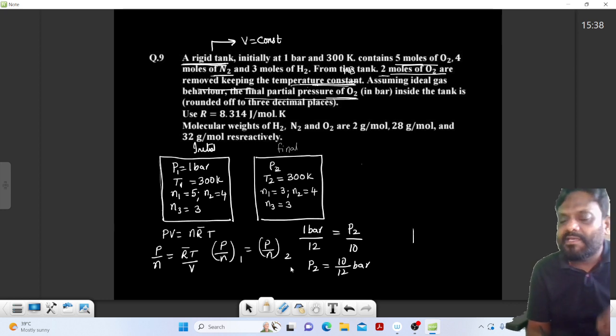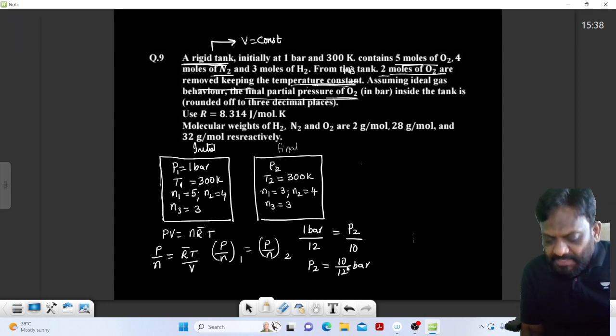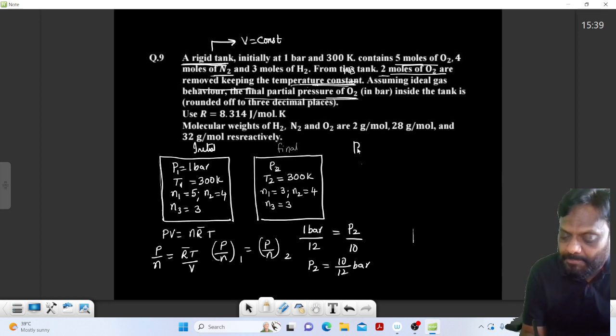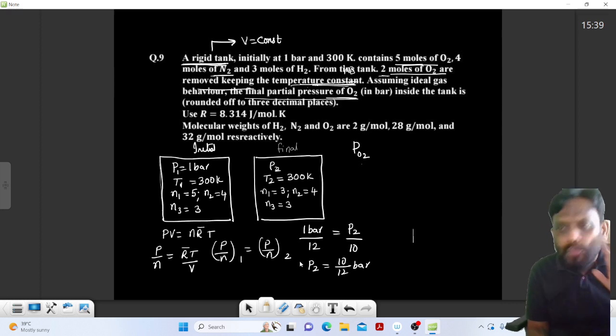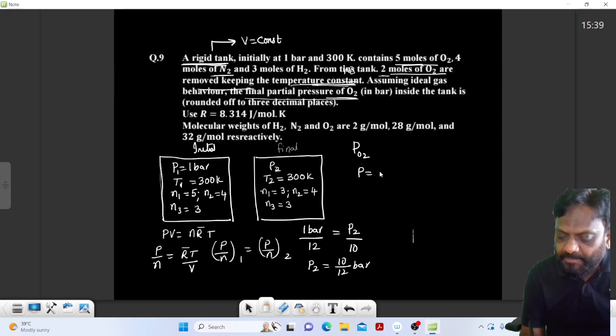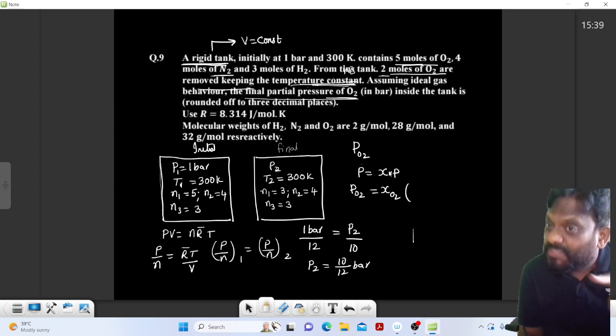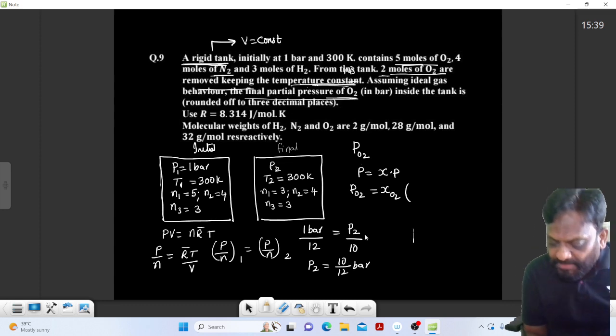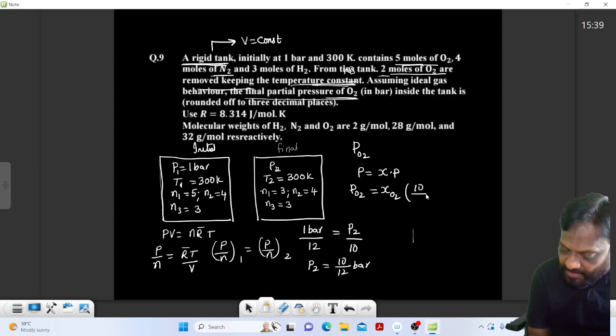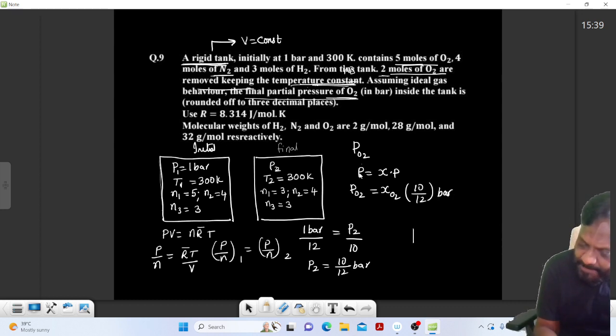But he is not asking the final total pressure. The final total pressure is P2. He is asking the partial pressure of oxygen finally. This is the final total pressure, 10 by 12. You know very well the partial pressure is given by its mole fraction into total pressure. So the partial pressure of oxygen is mole fraction of oxygen into total pressure. Which total pressure? Because he is asking final partial pressure, the final total pressure, 10 by 12 bar.